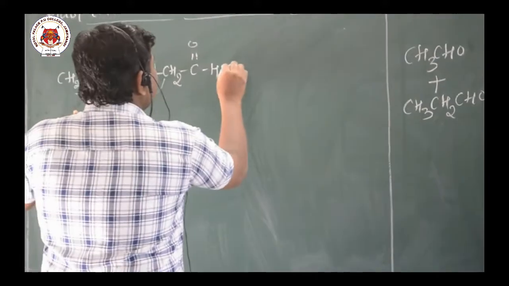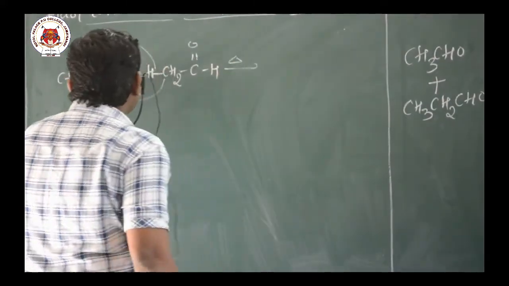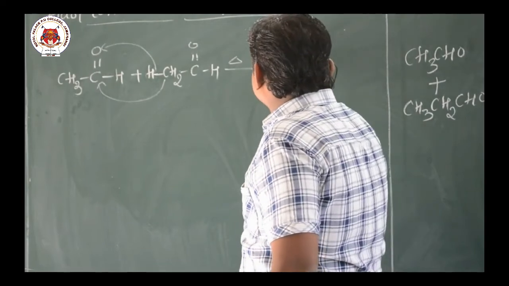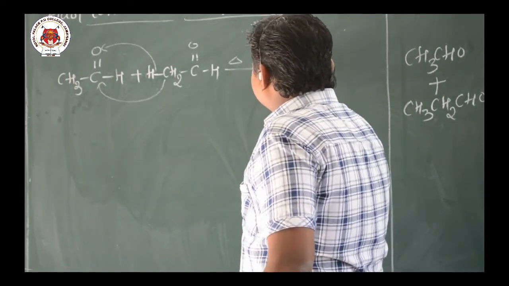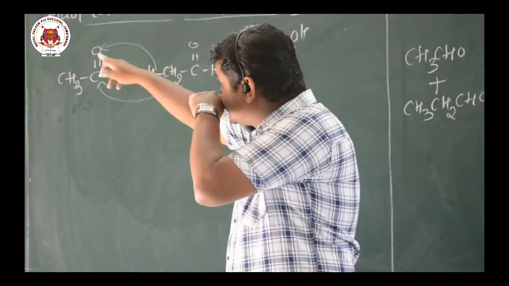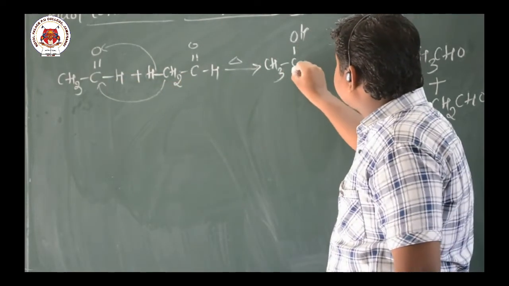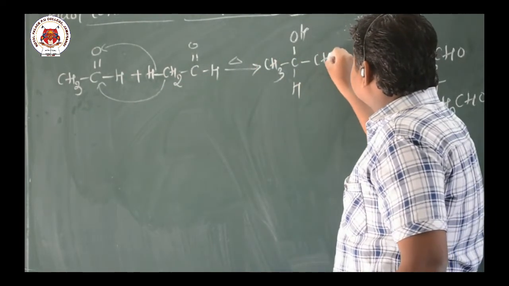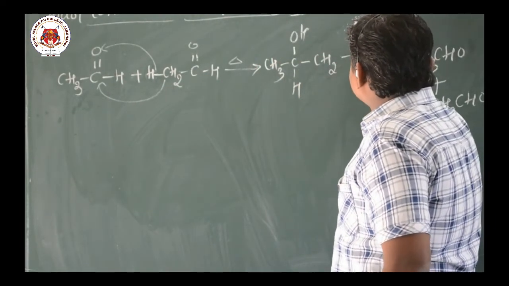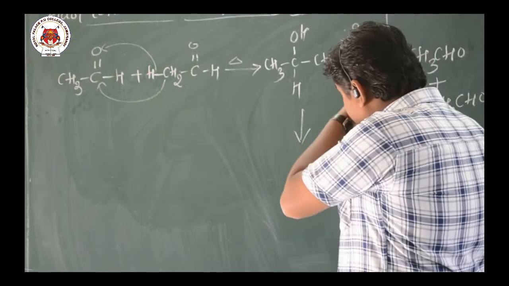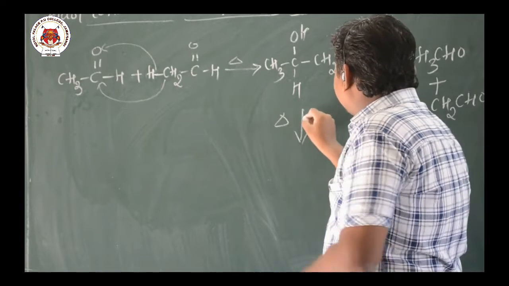So now here there is a formation of beta hydroxyaldehyde. This is the product, CH3 CHOH, after this addition of this hydrogen to this oxygen atom, then here this H as it is, now CH2 C double bond OH. So beta hydroxyaldehyde, which on heating, there is a loss of a water molecule.